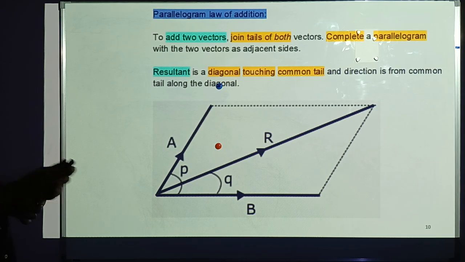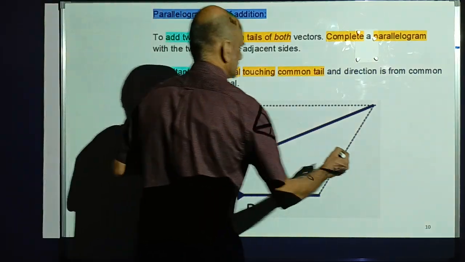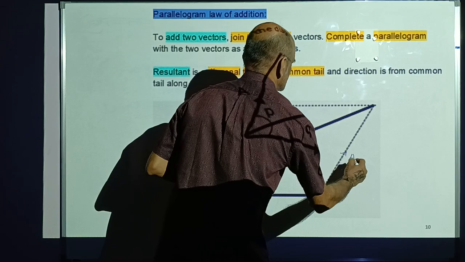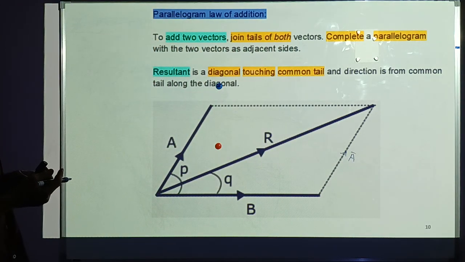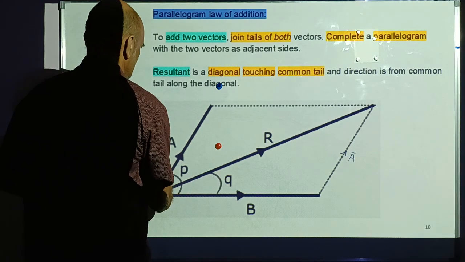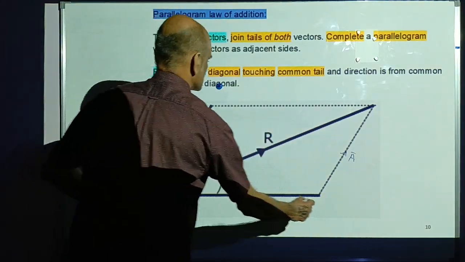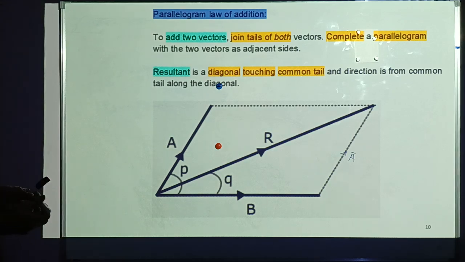This is equal to triangle law because this vector and this vector are the same, since they are parallel and the length is the same. In a parallelogram, the opposite sides are of equal length. So from triangle law, I can get this vector as this plus this. So triangle law and parallelogram law are equivalent.